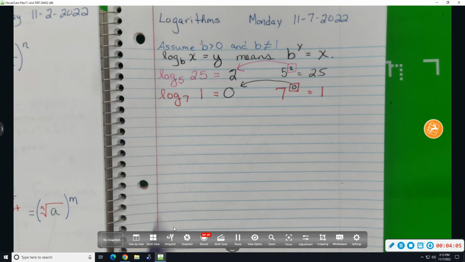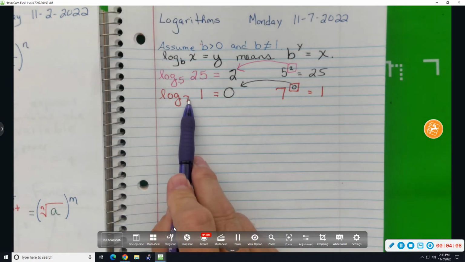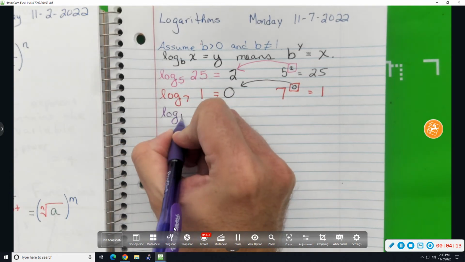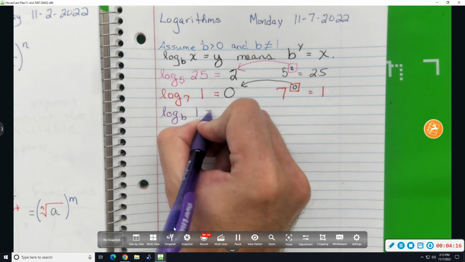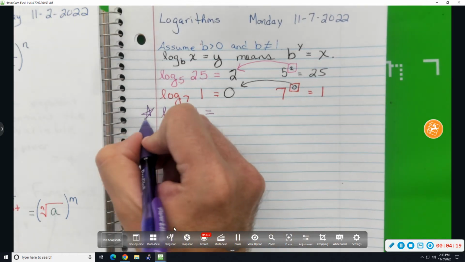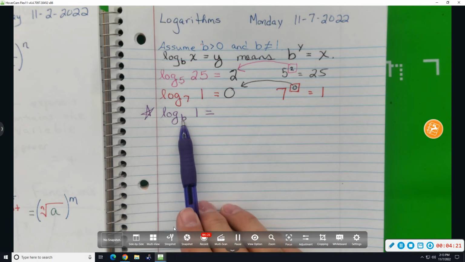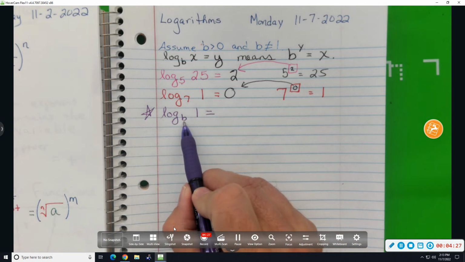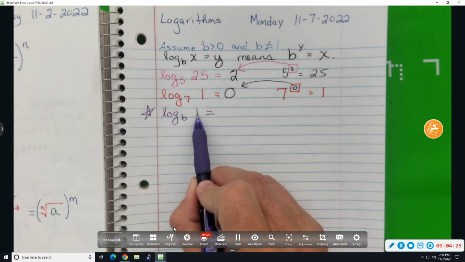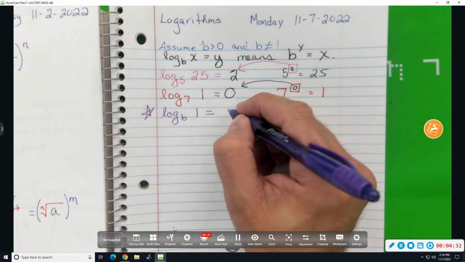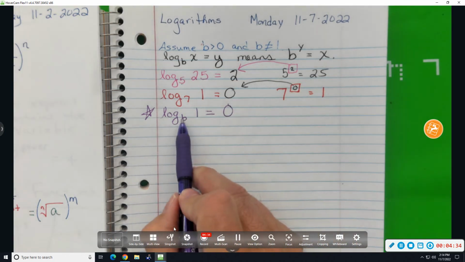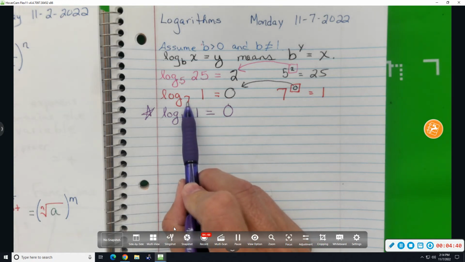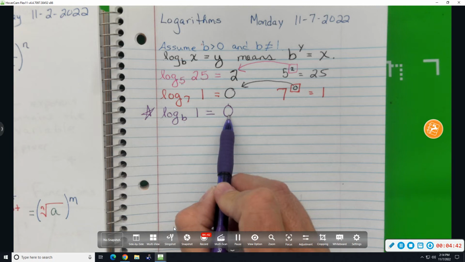Now, is there anything special about this 7? Is that going to be true for any base? Log base b of 1. This is our first rule of logarithms. Log base b of 1 is always equal to 0, because b to what power is 1? Well, b to the 0 power is 1. It's not just true for 7. Remember, the rule is any number to the 0 power is 1.